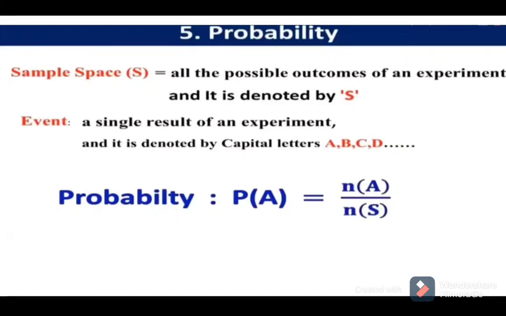And when you have to find the probability of the given event, the formula is: probability of any event is equal to the number of sample points in event A divided by the number of sample points in the sample space. Okay, so with the help of the formula, you can write probability of event A = number of sample points in event A divided by number of sample points in sample space.